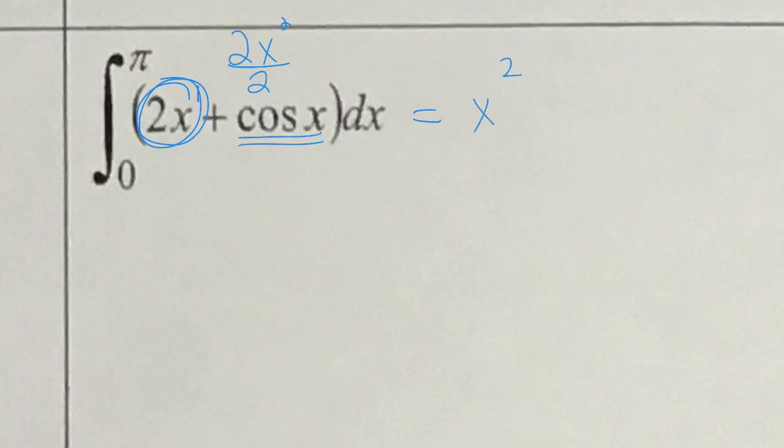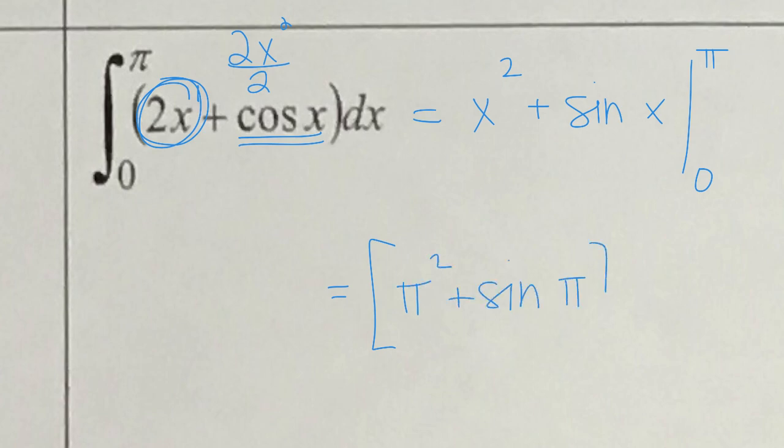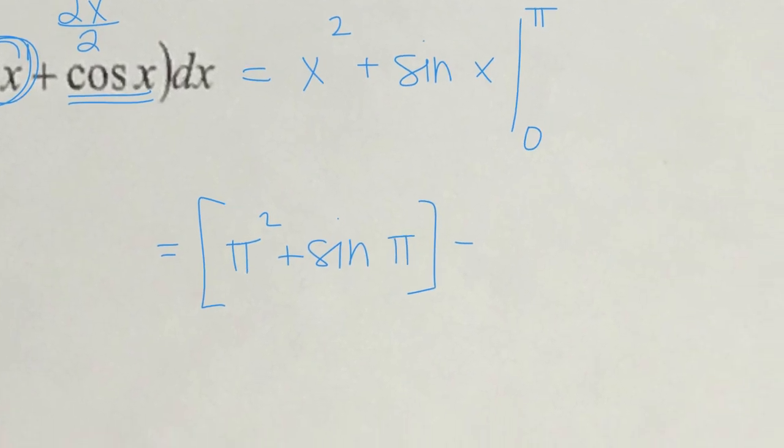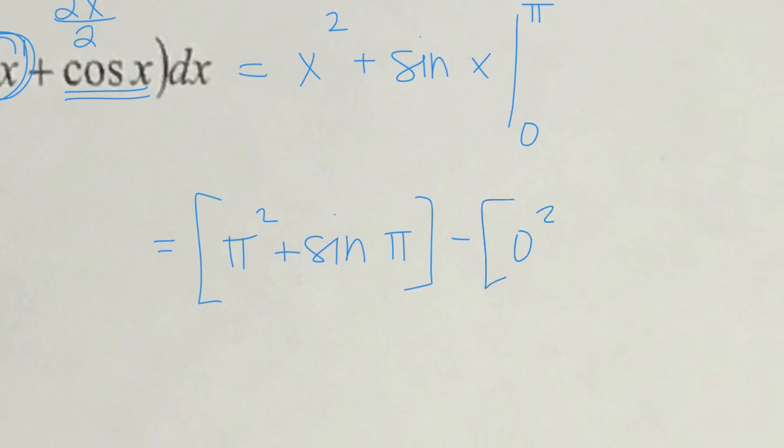Now, what is the antiderivative of cosine? That is just regular sine. Because the derivative of sine is cosine, the antiderivative of cosine is sine, and we're going to evaluate that from 0 to pi. Okay, so let's evaluate it at pi. That would be pi squared plus the sine of pi, minus, evaluating at 0, 0 squared plus the sine of 0.